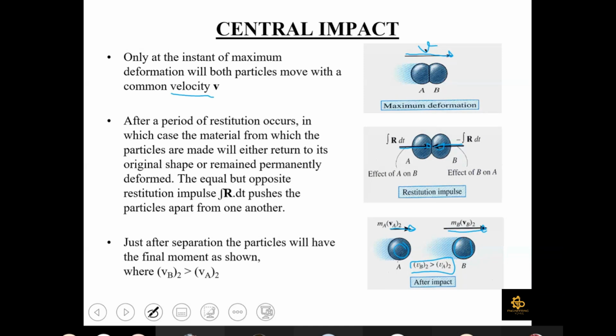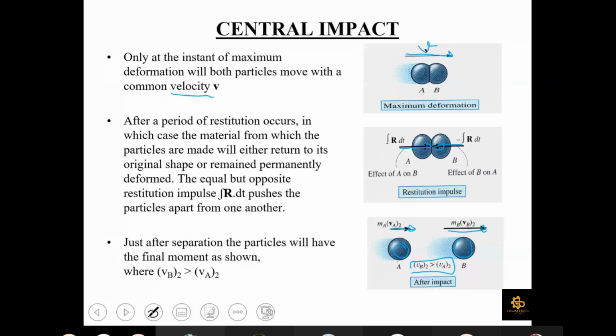The first one is the deformation phase, in which each particle exerts a deformation impulse on the other particle. Then it would be a restitution phase in which each particle is going to exert restitution impulse on the other particle. But these deformation and restitution impulses are internal to the system because they occur in equal and opposite collinear pair as per the Newton's third law of motion. So this is the whole physical phenomena of central impact. I hope that all these steps are clear to all of you.